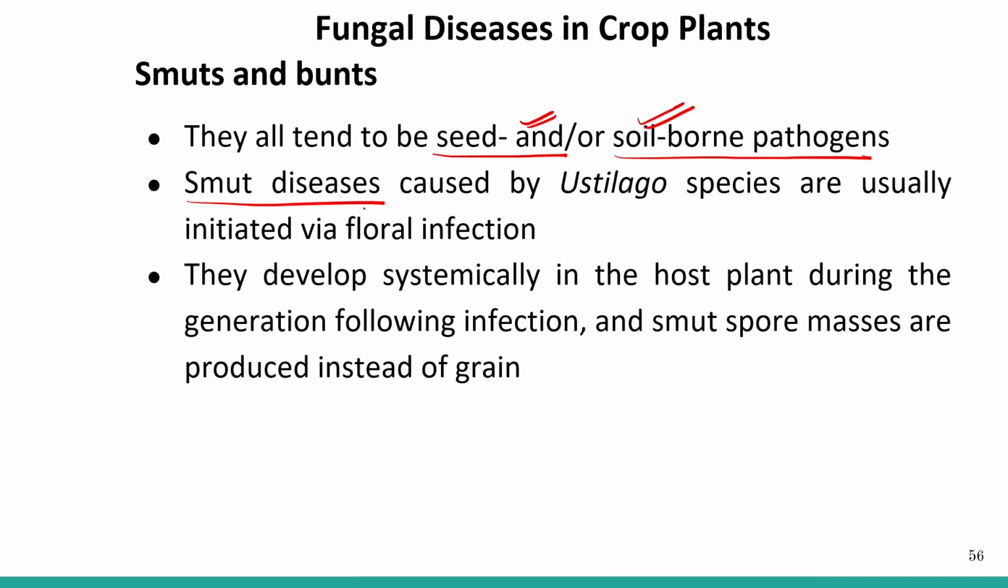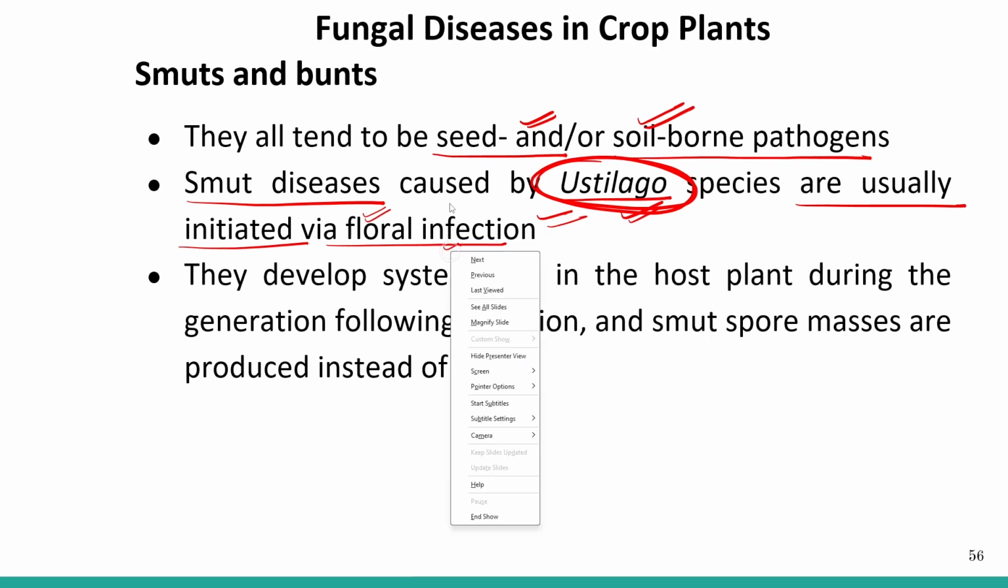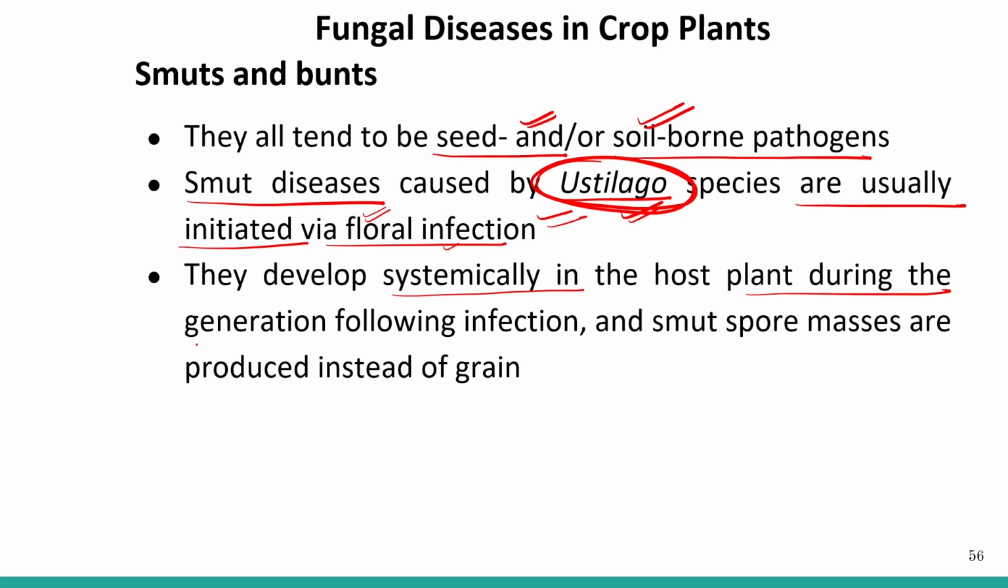Smut disease, very, very important point. Smut disease caused by Ustilago species is usually initiated via floral infection. So Ustilago species cause this smut disease, and this is with the floral infection. They develop systemically in the host plant during the generation following infection, and the smut spore masses are produced instead of grain. So instead of grain, we will have all this smut. Actually, the grains are filled with the fungal spores, and it is something black, charcoal-like. So that is why it is called smut. Right? So instead of grain, we will have all spore masses, and that is the fungal spore of Ustilago.